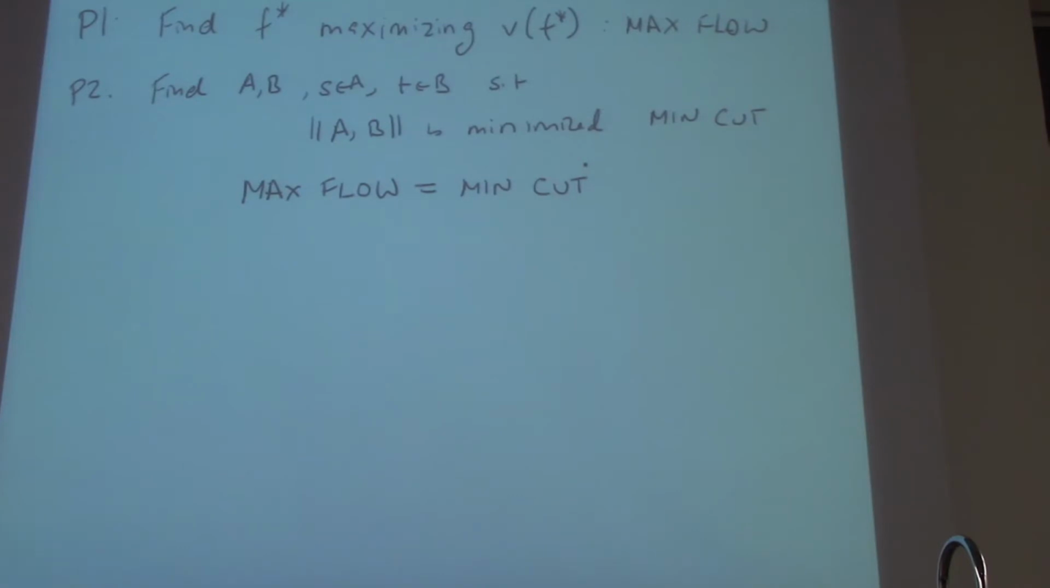And so it was very easy to see that the max flow is less than or equal to the value of a min cut. In particular, we showed that the value of any flow is less than or equal to the value of any cut. So in particular, if any flow is less than any cut, the max flow has to be less than the min cut. And the other part of this was saying that they're in fact equal.